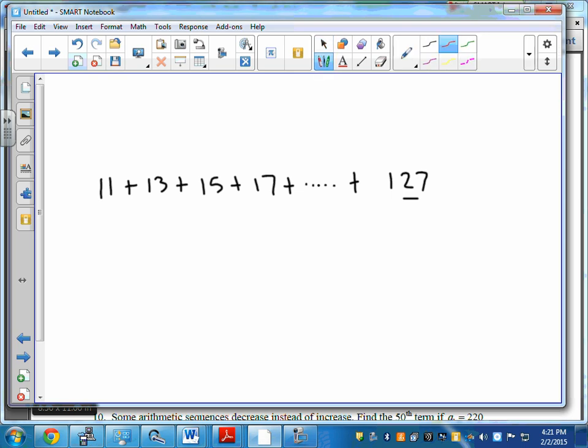So now I want to add these up. So I'm going to be using little Gauss's formula. It says we need the number of numbers divided by 2 times the first number plus the last number. Now, the good news is we know the first number. This is a sub 1. And we know the last number. That's 127, a sub n. But what I don't know is which number is this?